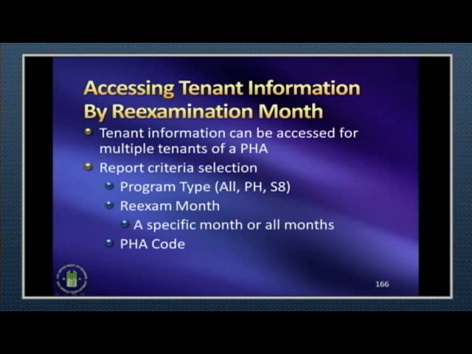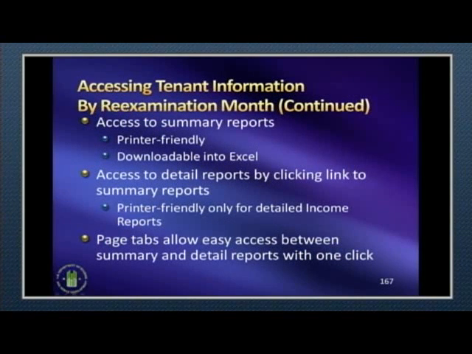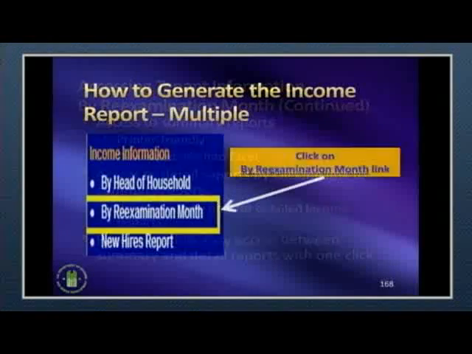Here you have the ability to get a batch of income reports for families within your portfolio based on the re-examination month, program type, and your PHA code. And then you have access to summary reports as well as detailed reports, which are available in printer-friendly versions. Do note that your detailed income reports are not downloadable into Excel, but only available in printer-friendly versions. And then you have page tabs, which allow easy maneuvering between summary and detailed reports.